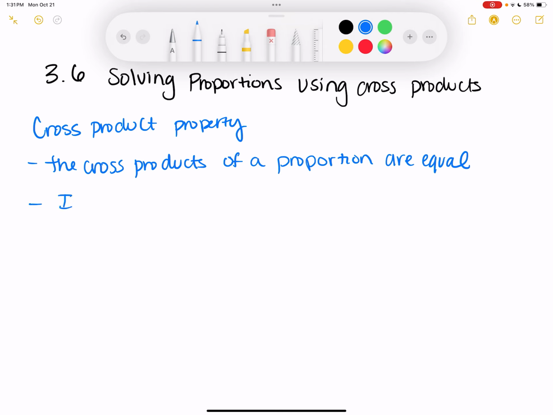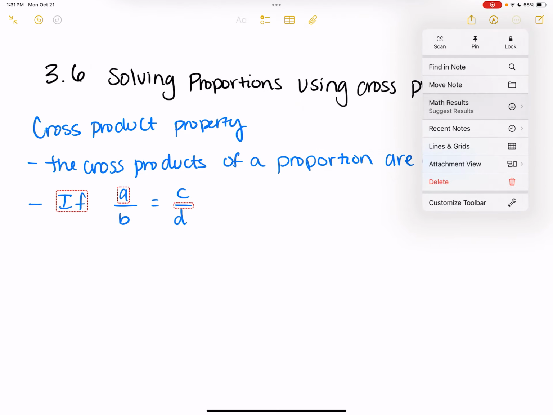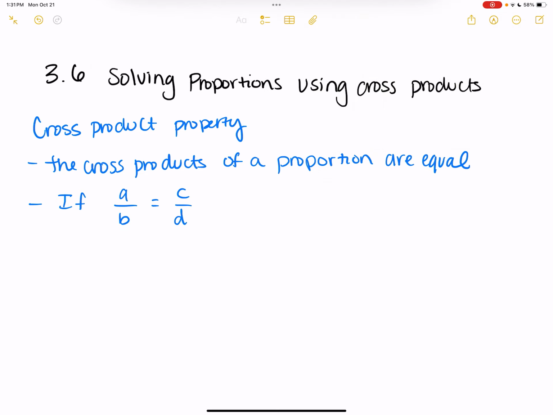So if A over B is equal to C over D, where B is not equal to 0 and D is not equal to 0, then AD equals BC.